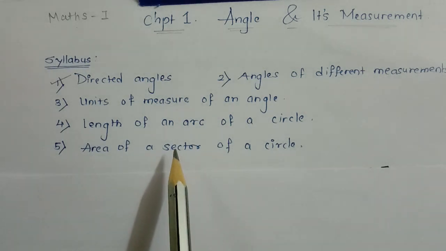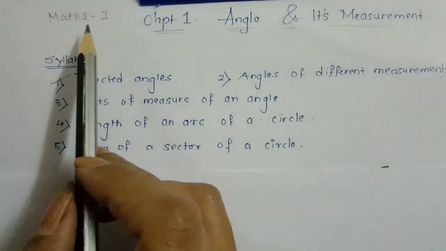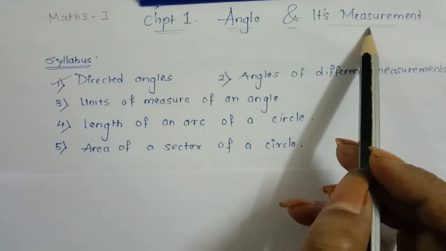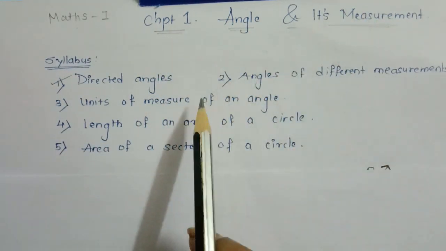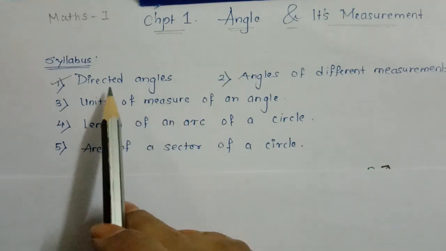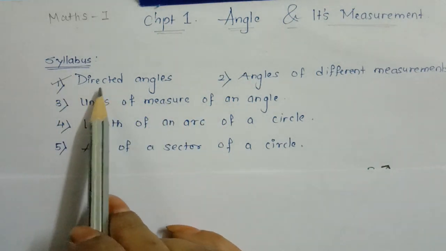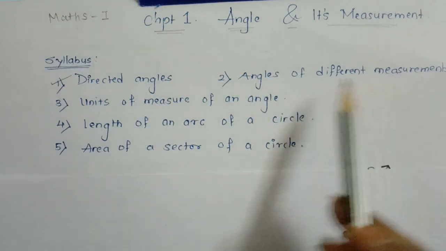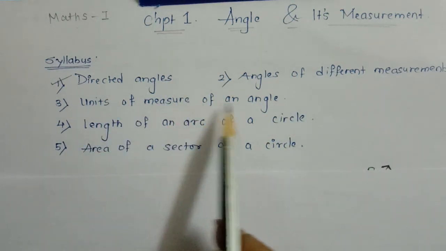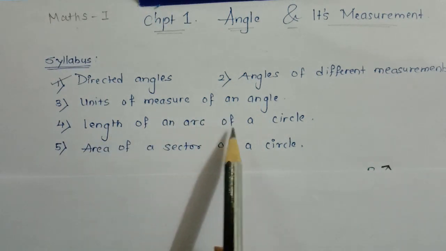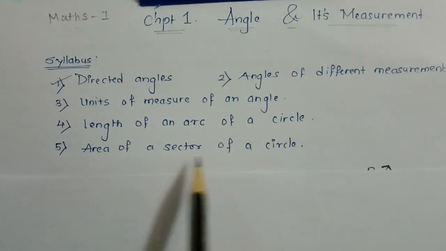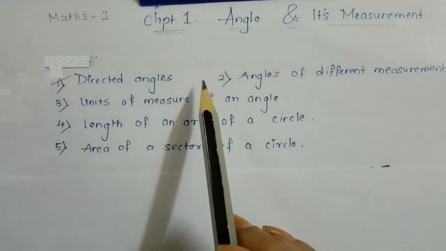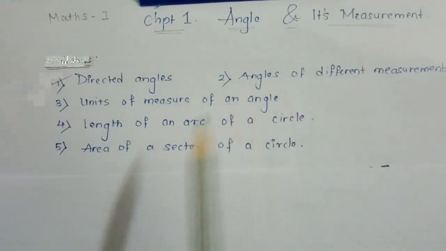Hello everyone. Today we'll start with the 11th Maths 1. Chapter 1, Angle and its measurement. In this topic, we are going to understand the subtopics. The very first one is directed angle, second one is angle of different measurements, third one is unit of measure of an angle, length of an arc of a circle, area of a sector of a circle. So these are the five subtopics we are going to study in this angle and its measurement.